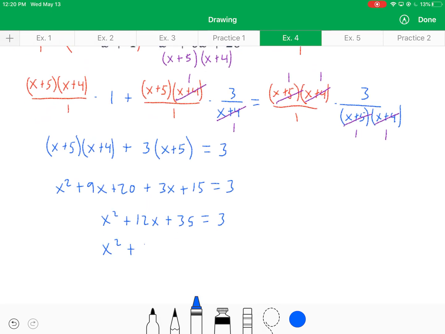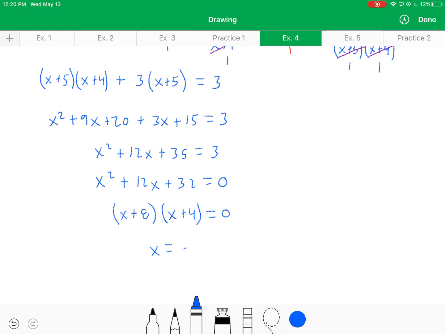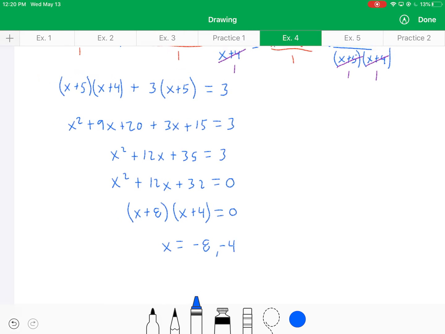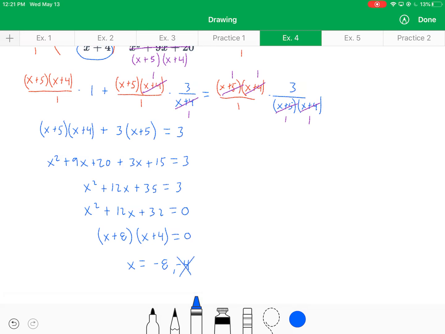Subtract the 3 over. And let's factor. (x plus 8)(x plus 4). x equals negative 8 and negative 4. Are either of those extraneous? Look back at the original denominators. Negative 4 is going to be extraneous, because if I try to plug it in, right here, I'll end up dividing by 0. So we're going to throw out the negative 4, and we're only going to keep the negative 8.